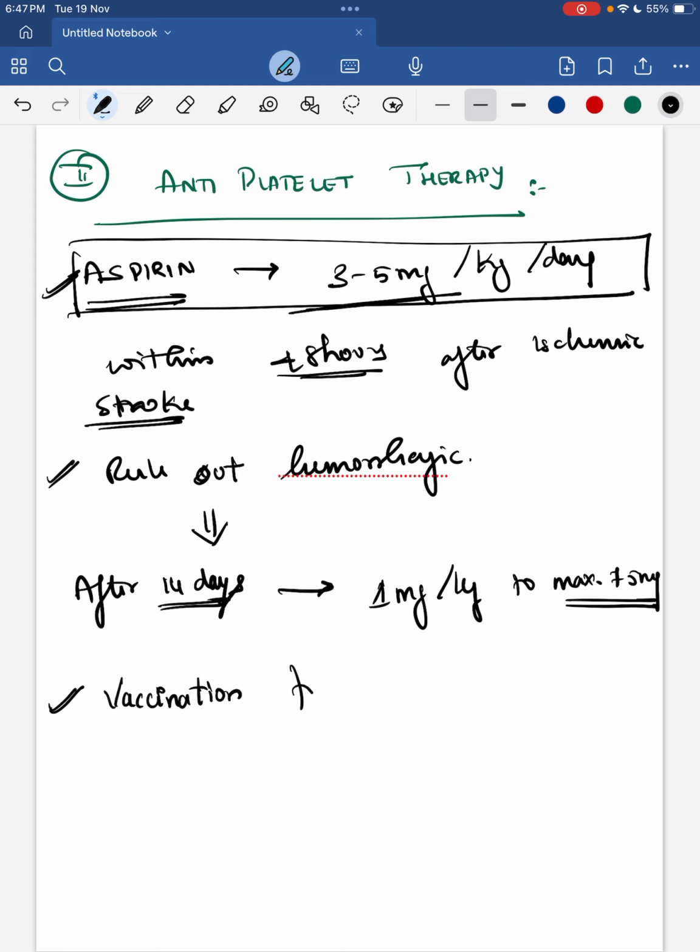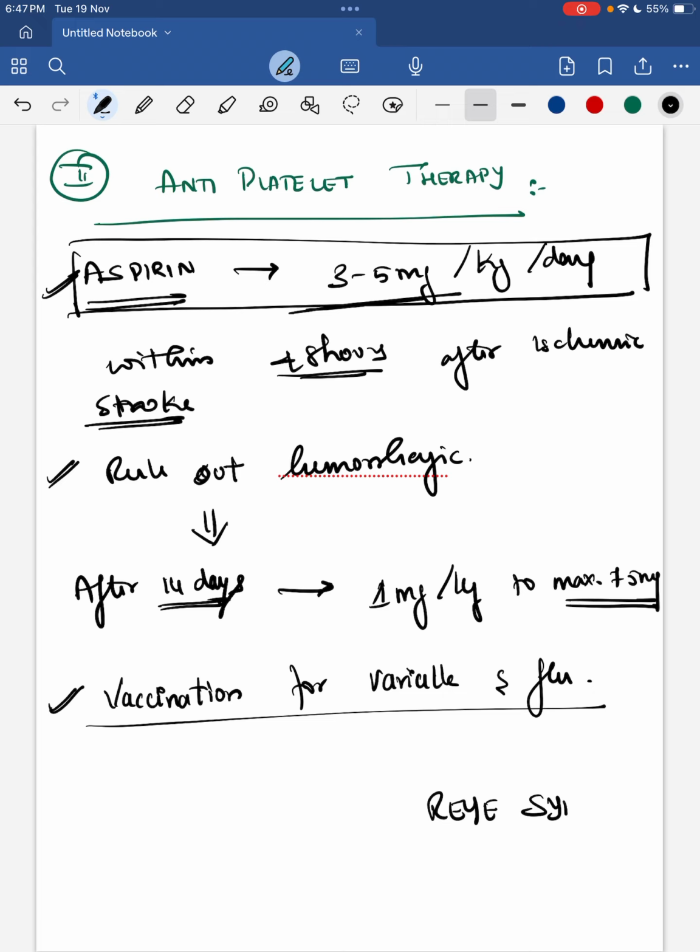While giving aspirin treatment, you should ensure that the patient has been vaccinated for varicella and flu. Should be encouraged. Why? Because when you start the patient on aspirin, and if they get a co-infection with varicella or flu, they can end up in another syndrome called Reye syndrome. Right? So you have to ensure that the patient is having vaccination regularly.